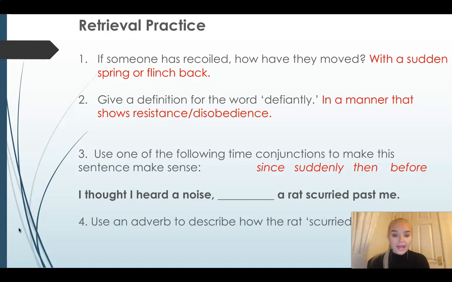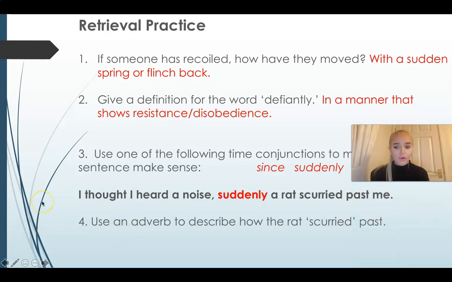Now you could have had the time conjunction then, but I chose to use the time conjunction suddenly because I wanted to add a bit of suspense to my writing. I thought I heard a noise. Suddenly a rat scurried past me.